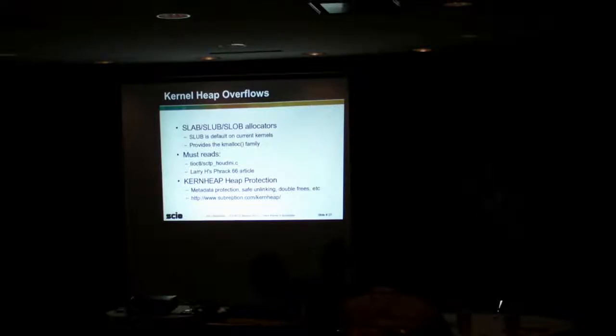And we could spend an entire talk talking about the intricate details of these allocators. Larry H. in Phrack 66 wrote an awesome article, which was pretty recent too, essentially summarizing the history of all the allocators and going through the various exploitation conditions, which are pretty standard if you are used to exploiting heap unsafe unlinking vulnerabilities. Now there is KERNHEAP, which was just released a few months ago, which is a heap protection from the guys at Subreption, also Larry, which provides metadata protection, safe unlinking, protection against double frees, checking of uninitialized memory usage, a lot of different functionality that can harden your kernel against these heap-based overflows.